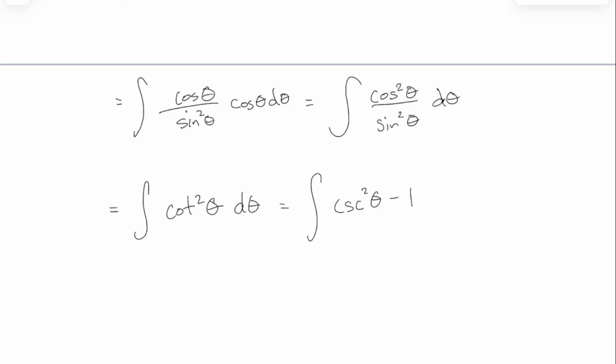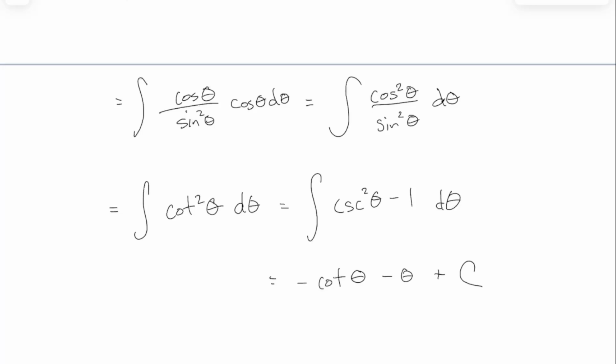And then, does anyone remember the integral, d theta? The integral of cosecant squared is negative cotangent, I think. That's what it is, minus cotangent. So this is one of those look-it-up type integral formulas. And then the 1 gives me a theta, all right? So the integral of cosecant squared is minus cotangent, and the integral of 1 is theta. And this is my final answer.